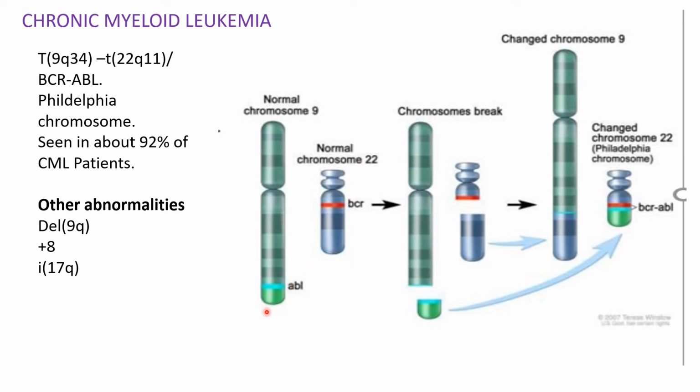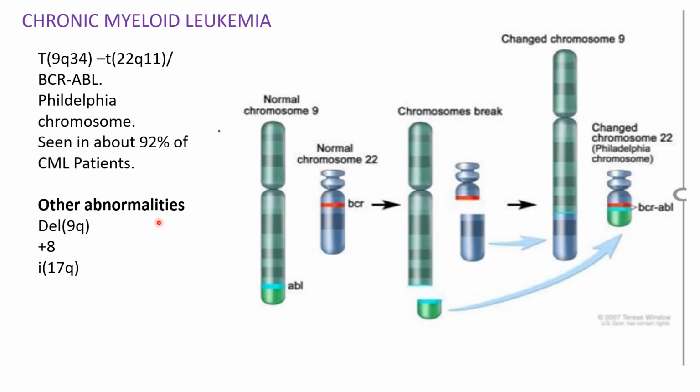This part of the chromosome, known as ABL, gets deleted and gets translocated here in this region, leading to formation of this chromosome. This translocation is known as BCR-ABL translocation, and this chromosome is known as the Philadelphia chromosome. It is said so because this was first identified in a place called Philadelphia. This abnormality is seen in about 92% of chronic myeloid leukemia patients.